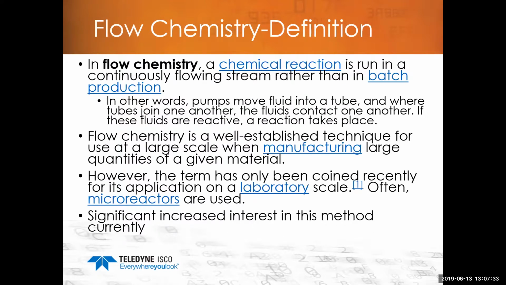As we get into defining flow chemistry at a very high level, in flow chemistry a chemical reaction is run in a continuously flowing stream rather than in a batch production. In other words, pumps move fluid into a tube where another tube joins, and the fluids contact one another in a reactor or a reactor type vessel, and a reaction takes place. And out the end of that comes something different. It's a well-established technique that's been used for years, but there are two types of processes: batch and flow chemistry. For the most part, batch has been the most popular one. But lately, there's been a significant increase in switching processes over to flow chemistry.